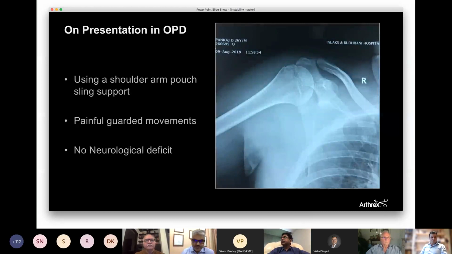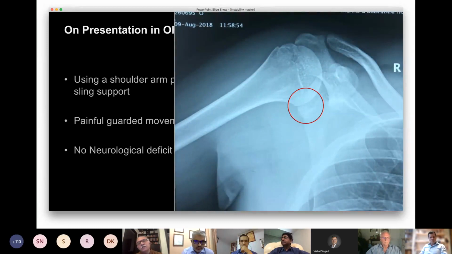So he had been to a nearby hospital. Mark, can we? Yeah. He had been to a nearby hospital post-injury and an X-ray was done for him, a conventional AP view. And this is what the trend is in India, that you would do a conventional AP view. And he was told that everything looks okay. And he was asked to use a sling, and that was about it. And that's when he came to me for a second opinion. Can we go next?